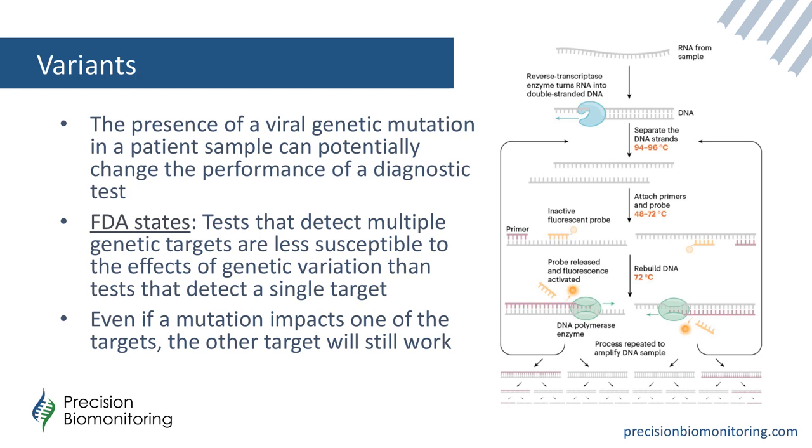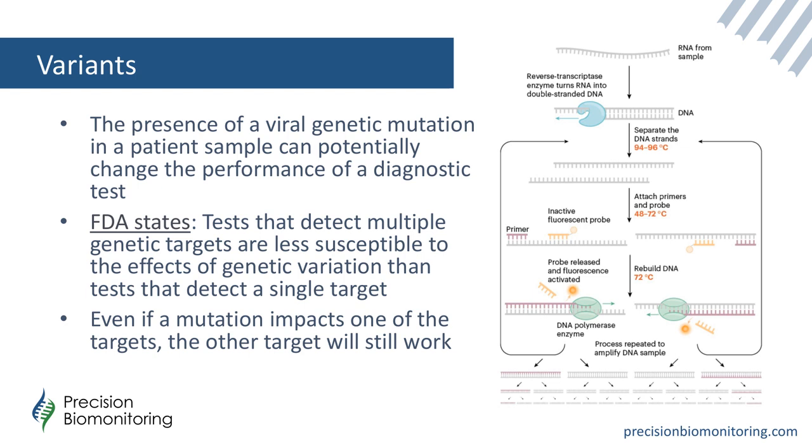So a couple of things with this. From FDA, we know that tests that detect multiple genetic targets are less susceptible to the effects of genetic variation than tests that detect a single target. Basically, you're just hedging your bets because it's very unlikely that you're going to have a mutation in both targets at the exact same variant. So it doesn't eliminate it entirely, but at least you will have a situation where you're getting one target positive.